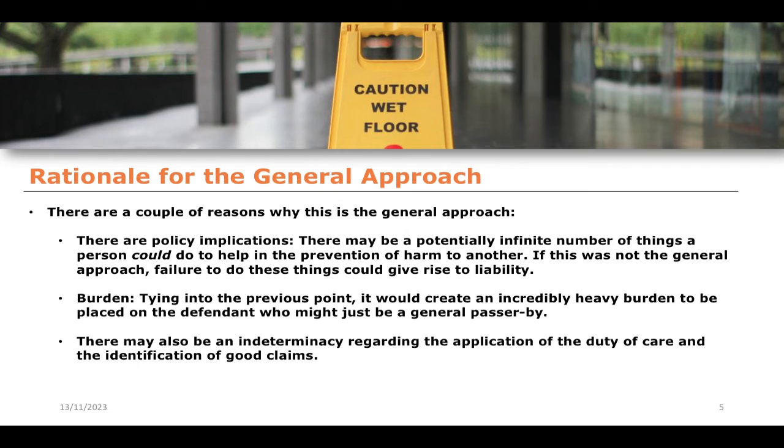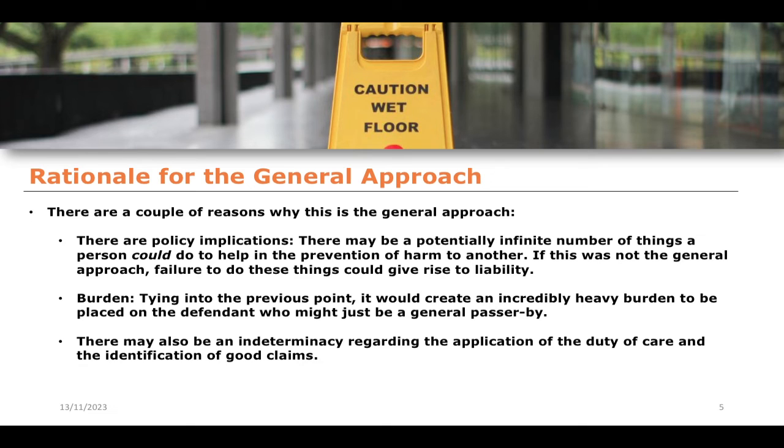Finally, there's this idea that there is a certain amount of indeterminacy regarding the application of a duty of care and the identification of good claims. One of the things that is interesting when it comes to omissions is that it is not so easy to establish a chain of causation for a failure to act as it is for a clear act that would satisfy things like the but-for test when we talk about causation. So this indeterminacy means that it is difficult to identify good claims.